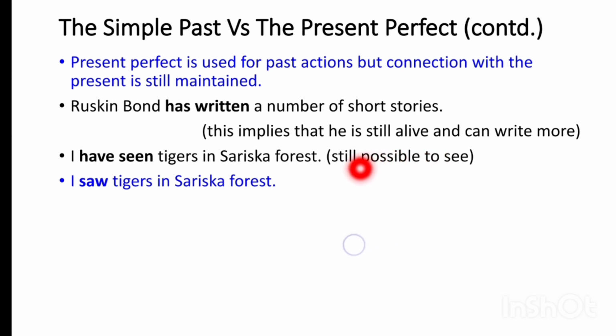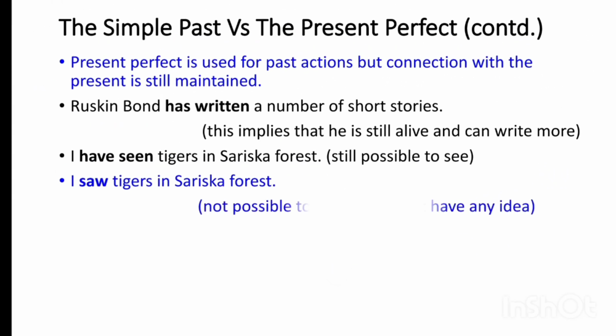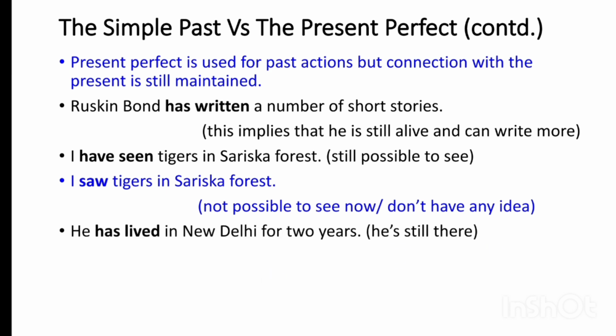That's why has written. I have seen tigers in Sariska forest. It means it's still possible to see. अभी भी है सरिस्का में फॉरेस्ट, सरिस्का में टाइगर्स अभी भी हैं सरिस्का फॉरेस्ट में. I saw tigers in Sariska forest. It means now I don't have any idea, or it may not be possible to see them now.